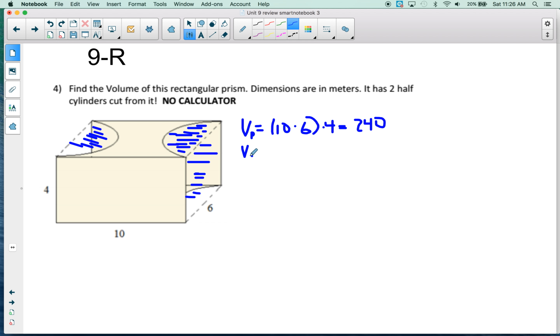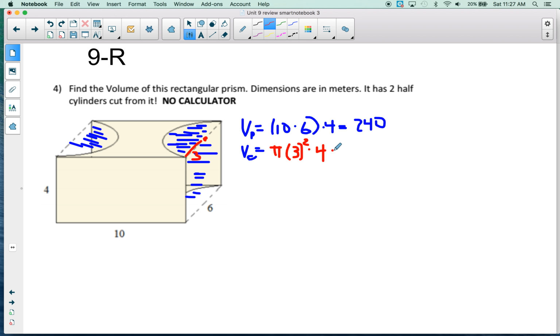And then the volume of the full cylinder, because these are really 2 half cylinders. And remember, the radius is half the diameter. So if it's 6 all the way across, then that red segment, the radius, would be 3. And the volume of a cylinder is the same thing, base area times height, only the base is, of course, a circle. So pi 3 squared base area, times height of 4.